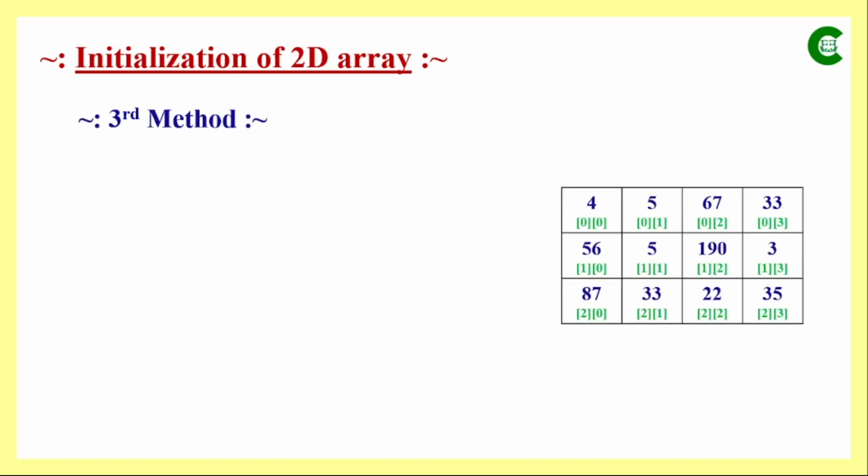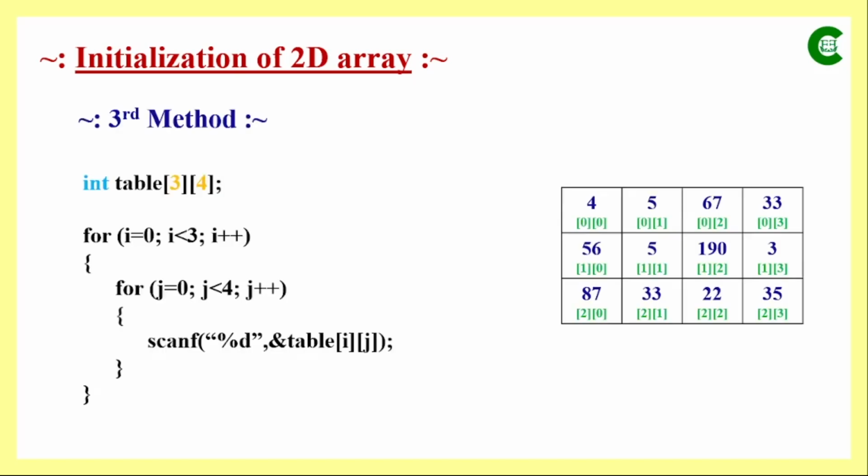Now we have another method of initialization where we use the concept of loops, and that we have seen in the case of a 1D array also. In the case of a 1D array, we used only one loop, and there we used only a for loop. In the case of a 2D array, instead of using one for loop, since here we have two dimensions, we need to use two for loops, or a nested for loop.